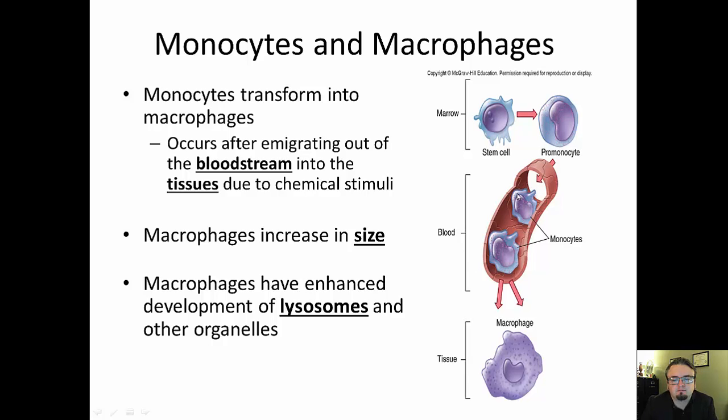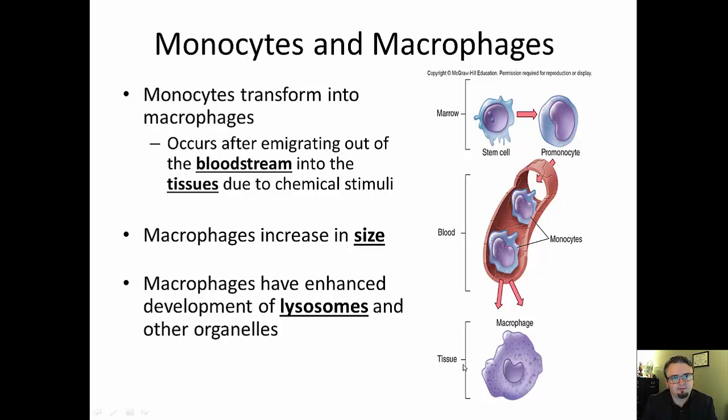Now, really what's happening here is the body is creating monocytes in preparation for the need of macrophages. So monocytes will circulate in the blood until they are stimulated. It says right here, due to chemical stimuli. So monocytes transform into macrophages after they migrate out of the bloodstream into the tissue due to chemical stimuli. And this has to do with other cells that are signaling them to come in to that area, which we'll talk about later. So during a chemical stimulus, they migrate out and become macrophages.